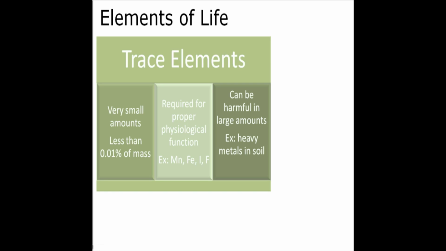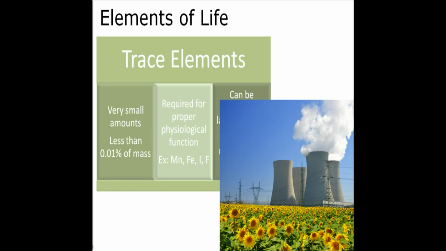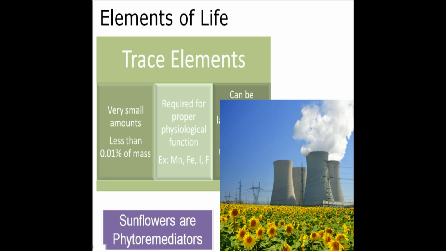Some organisms have adapted processes to help mitigate and uptake these harmful metals in soils. Sunflowers are one kind of plant that are able to uptake these metals and process them and clean the soil. We call these phytoremediators. Sunflowers are not the only organisms that can do this, but it's not uncommon to see sunflowers near nuclear power plants to help mitigate possible soil pollution.